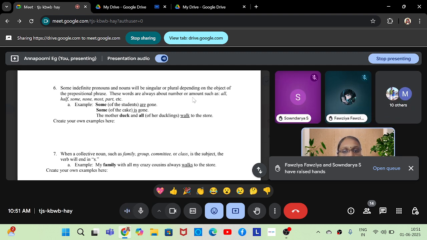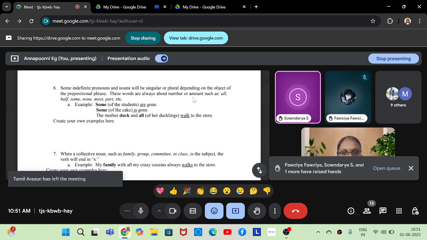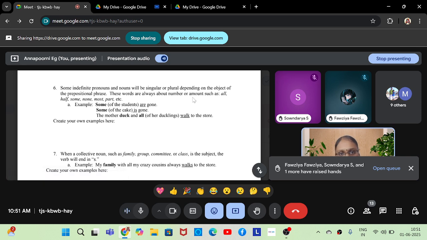For some, can somebody give an example? Yes, Soundarya, can you try? Yes, ma'am. Some of the chemicals are dangerous. Okay, chemicals is plural, so you are writing are.